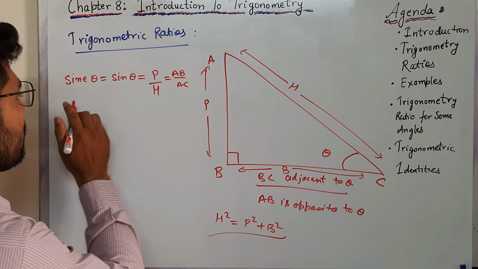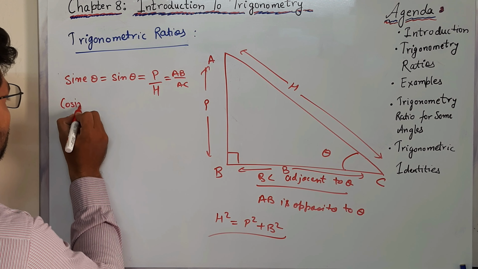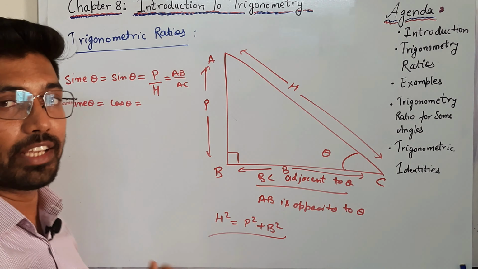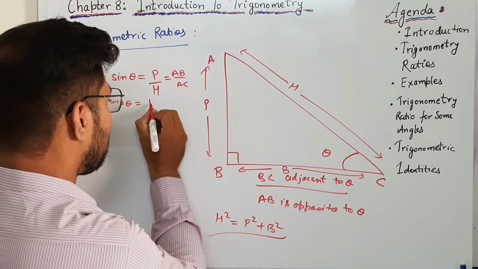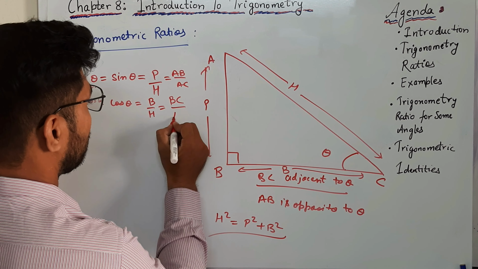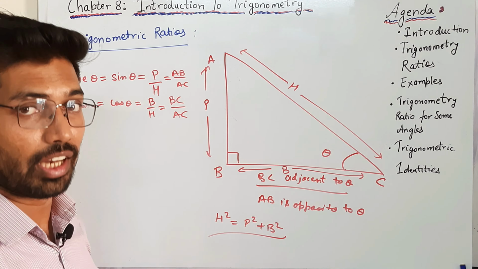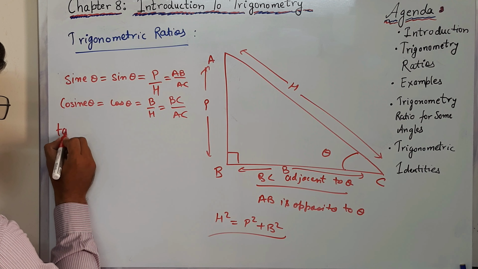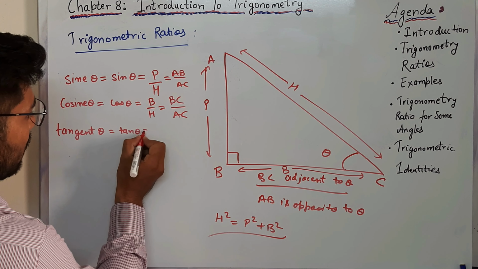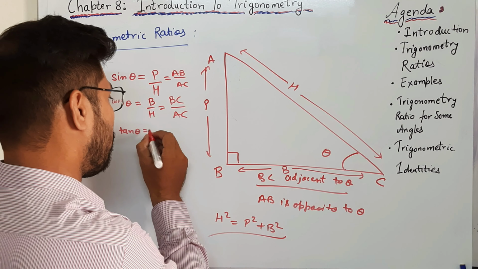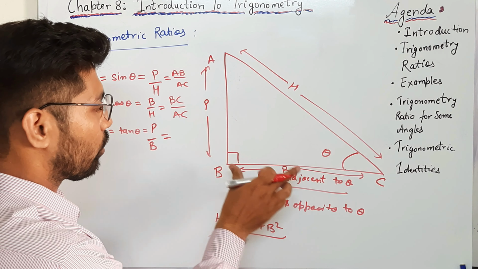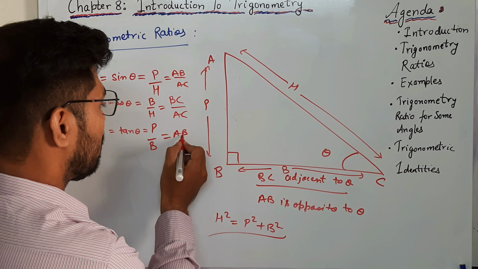Now, what is cosine, which we also call cos theta? This is base upon hypotenuse. The base is this one, right? Base upon hypotenuse, which is BC upon AC. Now come to the next one, which is tan theta. Tan theta is also called tangent, and this is perpendicular upon base, the length of AB upon BC.